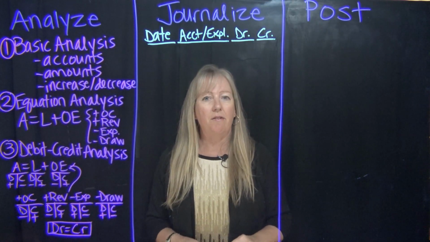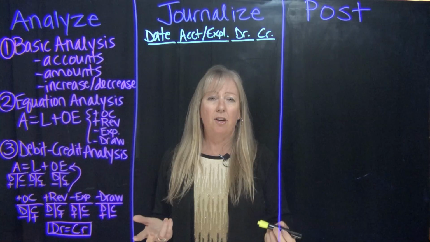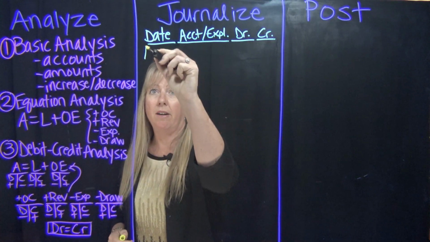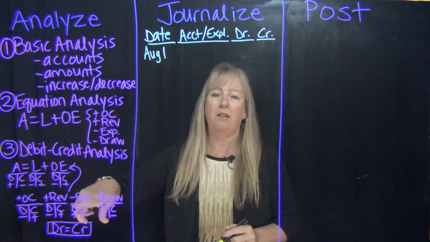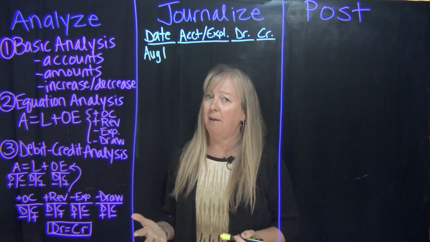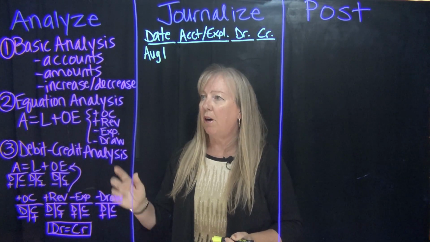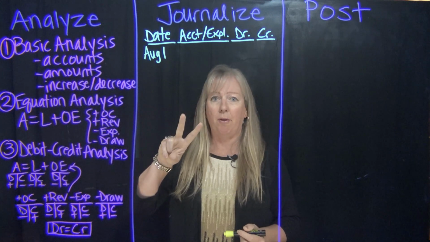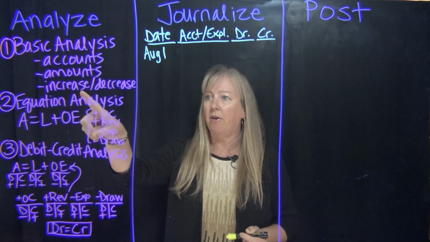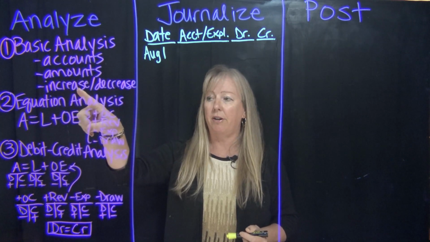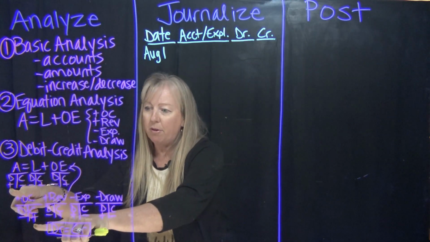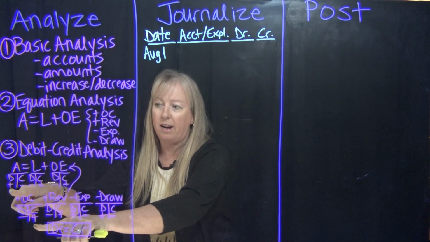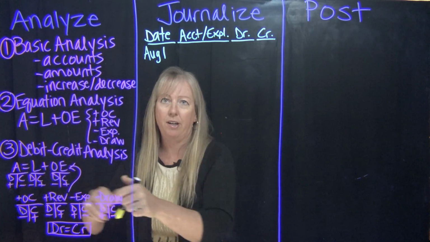The first transaction was on August 1st. The owner invested $4,000 into the business. So the given date we would put here, usually a drop down. And then we already thought through this process of what are the accounts, what are the amounts, what's the debit, what's the credit. We determined in that process that cash and owner's capital are the accounts. Cash is going to increase. Owner's capital is also going to increase. When we go down here, cash is the debit right here and owner's capital is the credit. There's the increases right there. So we're going to debit cash, credit owner's capital.